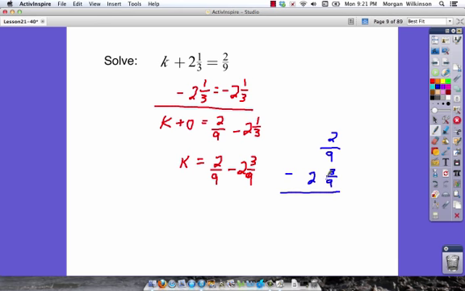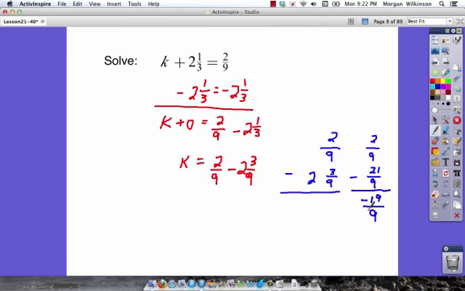One trick that we can use to help us to solve will be to change this mixed number to an improper fraction. Let's look at that. 2 ninths minus 2 times 9 is 18, plus 3 more is 21, so minus 21 ninths. If we look at it this way, it becomes a little bit easier to think about. So now we have 2 minus 21. If we have 2 minus 21, that must be equal to negative 19. Then we have negative 19 over 9, because our denominator stays the same.